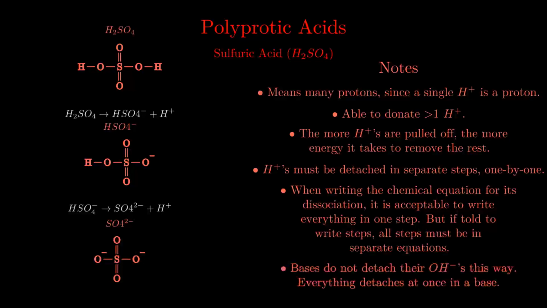And then just a little note, bases don't detach their OHs this way. Everything detaches at once in a base, just because that's how the chemistry works. So let's say you had calcium hydroxide, which would be Ca and then two OH groups, two hydroxide groups. The way that one would work is in one step, all of the OHs would come off when it's in solution. They don't come off one by one. That's just the chemistry and the chemical physics of how that one works. So that, in essence, is polyprotic acids.